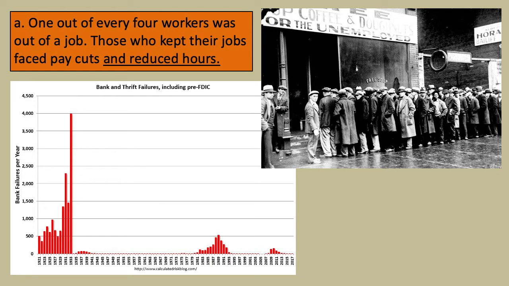As the economy was plunging into a tailspin, millions of workers just lost their jobs altogether. Unemployment went from 3% in 1929 to almost 25% by 1933, and 1 in 4 workers were out of a job. And those who kept their jobs were constantly facing the threats of pay cuts and reduced hours, and this was tough.